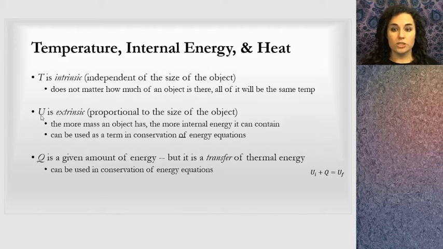The internal energy U is extrinsic, meaning that it's proportional to the size of the object. And you've seen this before. mgh. This is an extrinsic potential energy. It depends on how much mass is there. If you have a more massive object, you have more energy. The same with internal energy. If you have a larger mass, it has more thermal energy in it. The more mass an object has, the more energy it can contain.